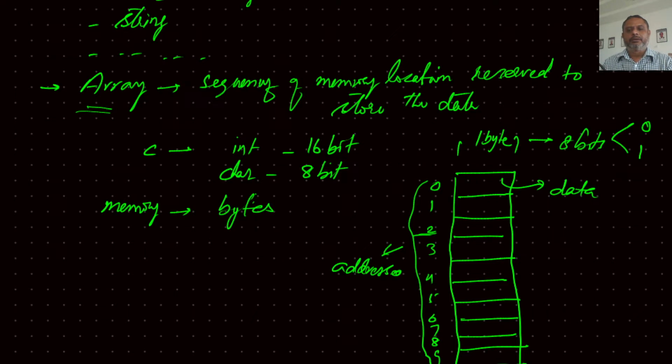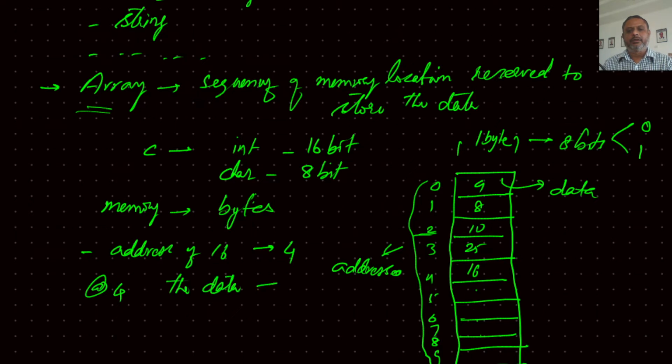So if we have numbers like 4 here, 8 here, 10 here, 25 here, 16 here, and so on, then we can say that the address of 16 is 4, or at address 4 the data stored is 16. So either way you can speak. Either you say at address 4 the data stored is 16, or 16 is stored at location 4. These are the two ways of working.